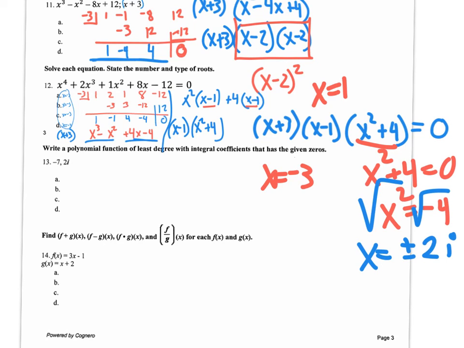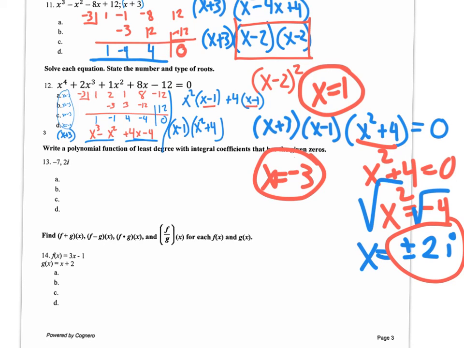Okay? So on number 12, the instructions say solve the equation, state the number and type of roots. Okay, well, let's solve the equation. We did that. Our answers are x equals 1, x equals negative 3, which we actually recognized just by looking at the multiple choice answers. And we also have 2 more answers, the plus or minus 2i. So those would be the answers, and it also says state the type of root. Well, you have 2 real, 2 imaginary. You would have that on your multiple choice answers. 2 real, 2 imaginary.